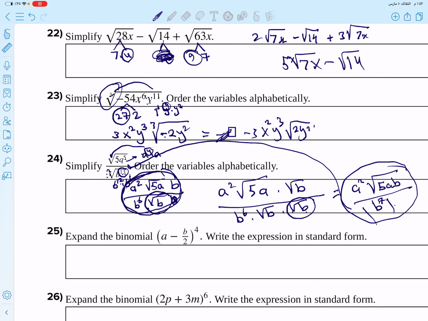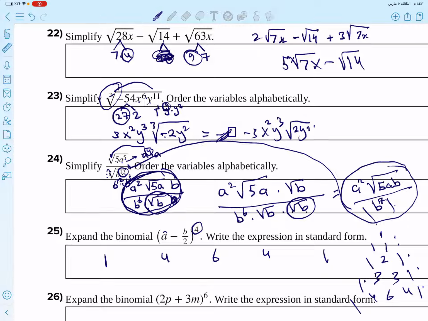Question 25. How do I expand the binomial? The degree I have here is 4. So Pascal's triangle: 1, 1, 1. So 1, 2, 1. 1, 3, 3, 1. 1, 4, 6, 4, 1. 0, 1, 2, 3, 4. So I need here 1 and 4 and 6 and 4 and 1.